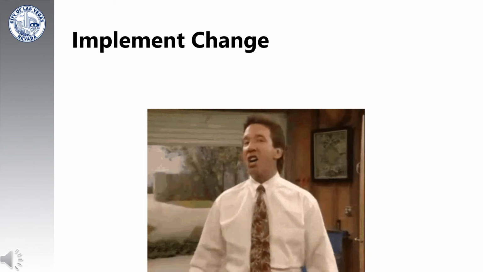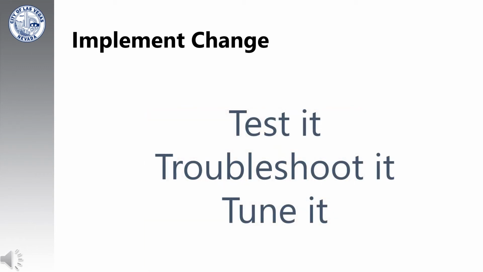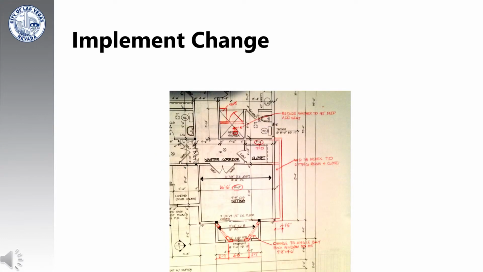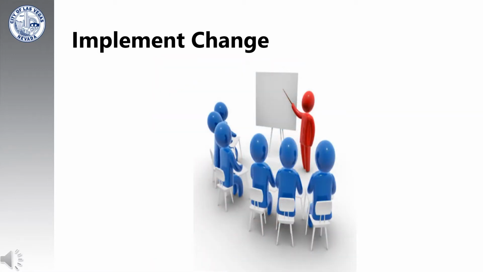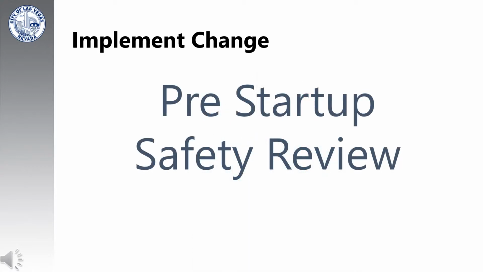Once we've made the change, we test it, troubleshoot it, tune it. Then we update the drawings to reflect how it actually looks. That's an as-built. Update the procedures to reflect how we want people to work with the change. And finally, train people so everyone knows how to use the change. The final implementation step is a pre-startup safety review to make sure the change is ready for full-time service.